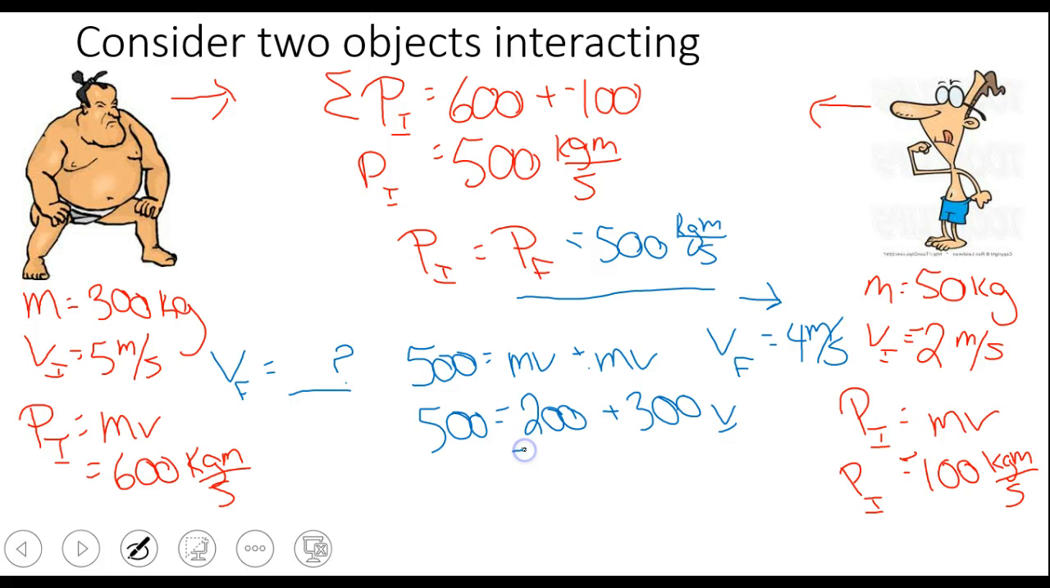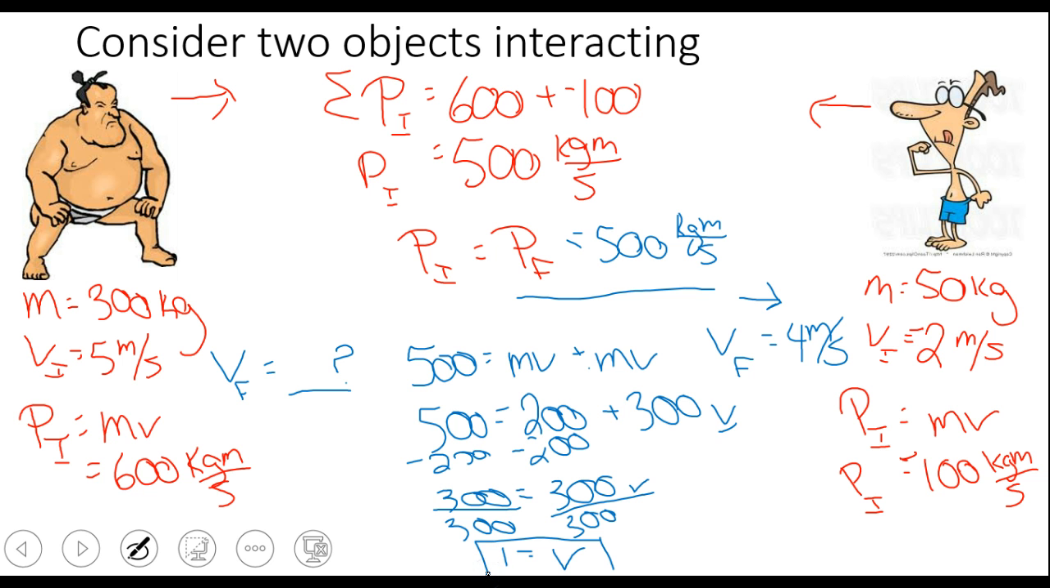What I'll do is subtract 200 from both sides to get rid of that first, and I'm left with 300 over here equals 300 v. I'm going to divide by 300, and what I will get is that my sumo wrestler is going to be moving at 1 meter per second to the left after this collision.